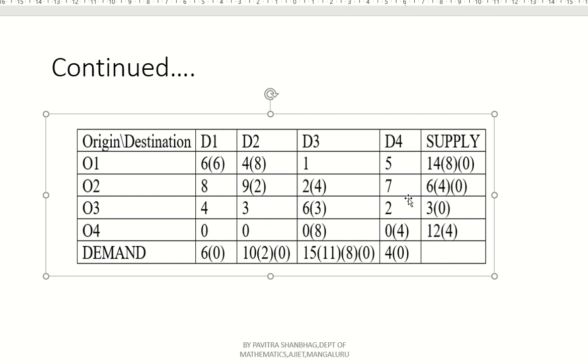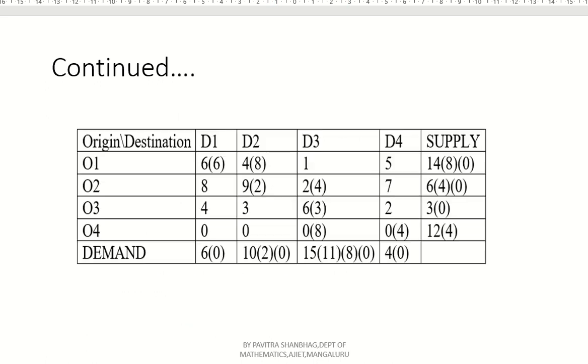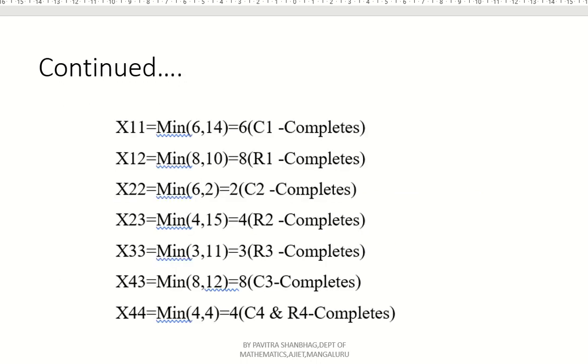So we have done with the transportation problem, balanced, and we have repeated the previous procedure only. Now the calculation part I have explained once again in the next slide. See here, x11, that means minimum of 6 comma 14, that is 6. So C1 completes, or C1 vanishes. Whatever we have explained here, that only I have given in the next slide. So x11 means this 6. Similarly, we went for x12, that is 8, right? x12 is minimum of 8 comma 10, that is 8.